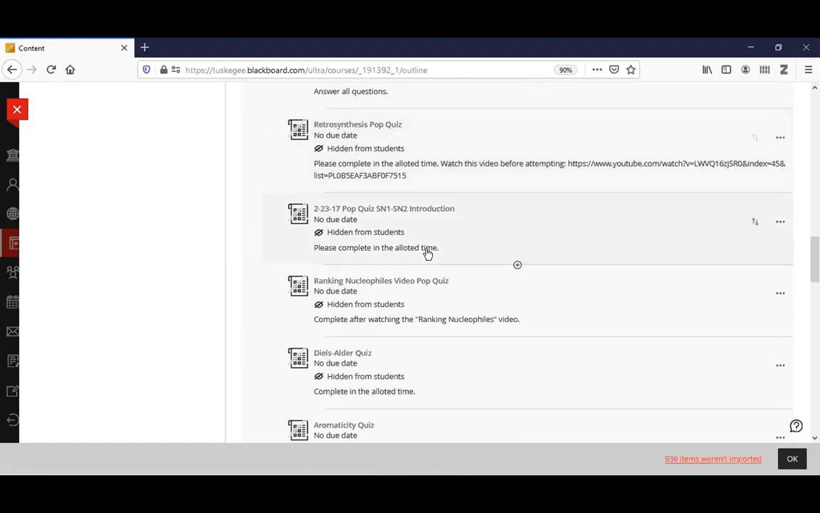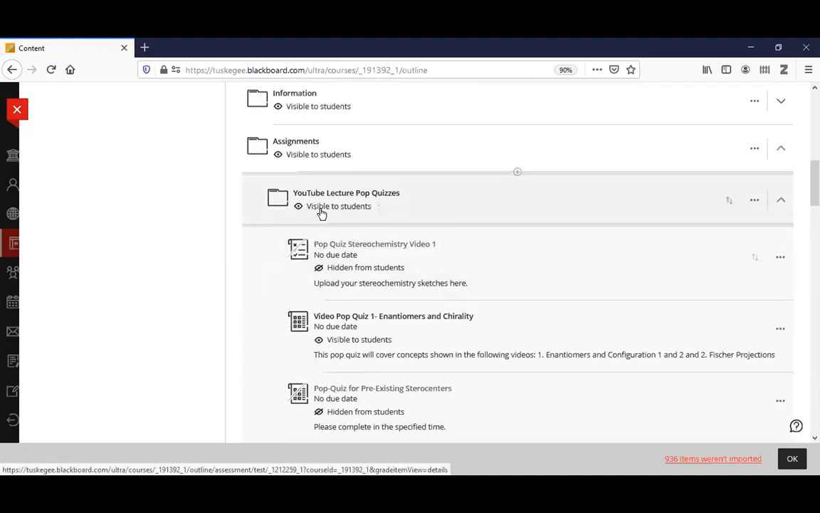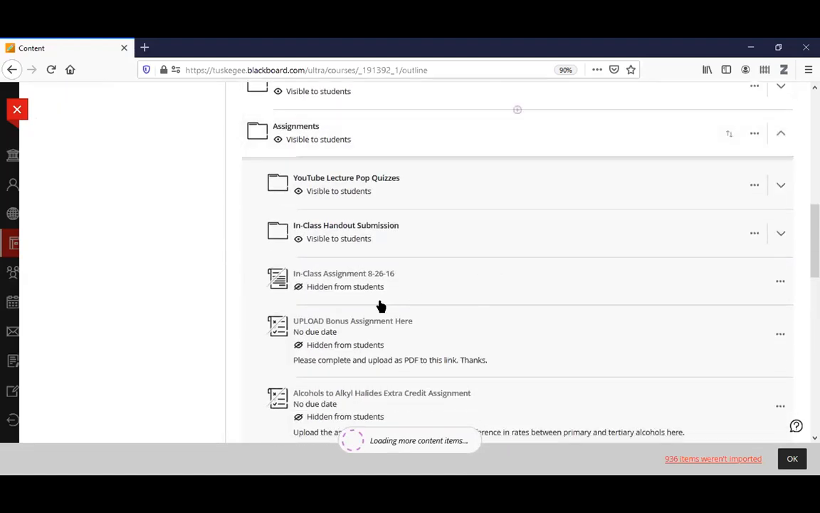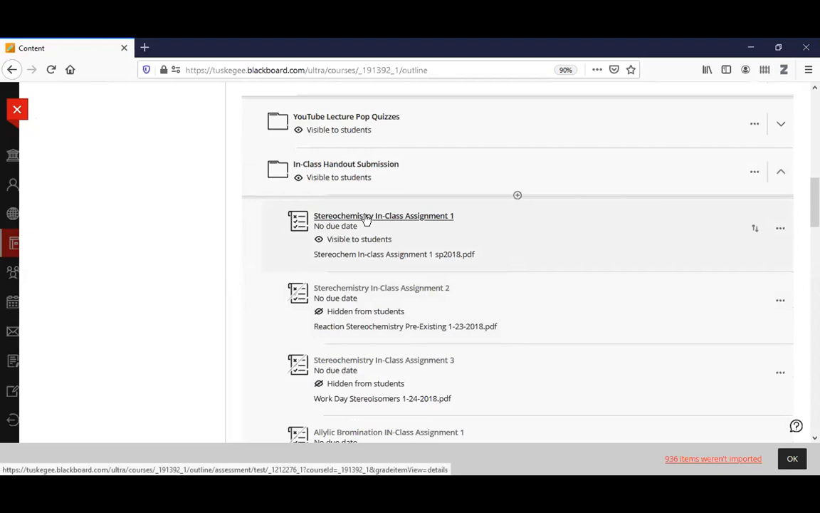And then there's the other folder in here that's important. Let me go back to assignments. Assignments, boom, right here where it says in class handout submission. That's where you're gonna submit your work. I still need to figure out how to add a submission link to the handouts. But this is the first handout for the class right here. It says Stereochemistry in class assignment one.